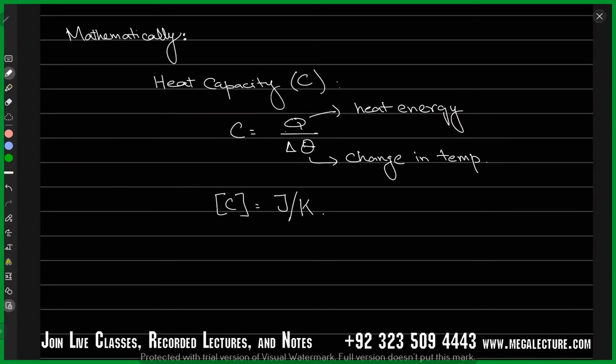So these are the SI units. You can also write it in other units: if I'm measuring the temperature in degrees Celsius, then it will be joules per degree centigrade or degree Celsius. Which is the SI unit? Is it the first one or the second one? Yeah, these are the SI units, right? In kelvins. Okay.